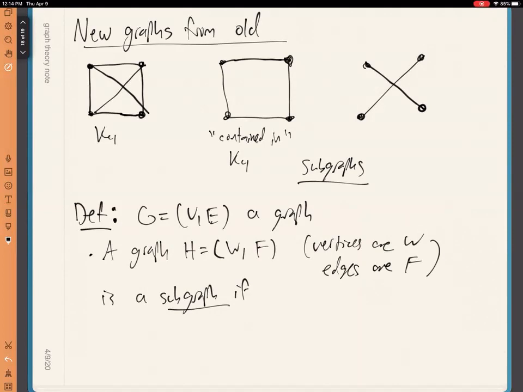So it's a subgraph if the vertex set W is a subset of V, where V is the vertices from the original graph G, and also this collection of edges is a subset of the edges of G, right? So it's a subgraph if the vertices of H are a subset of the vertices of G, and if the edges of H are a subset of the edges of G, right? And you can check just looking at the example above that both of these conditions are met. So these are both subgraphs of K4.